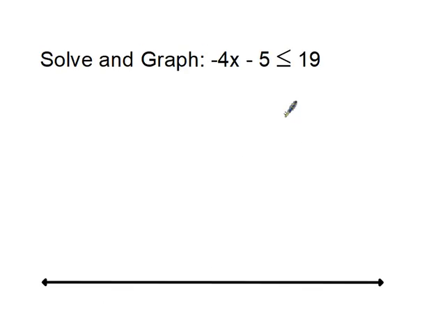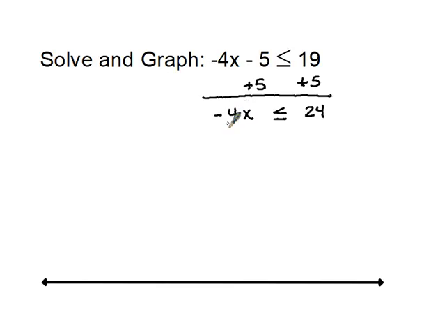This one's a little bit different. Let's go ahead and work this out just like we did before. We want to get x by itself again in this inequality, so I'm going to first add 5 to both sides of my inequality. Doing so leaves me with a negative 4x on the left-hand side. And then on the right-hand side, 19 plus 5 gives me 24, and I still have the less than or equal to sign.